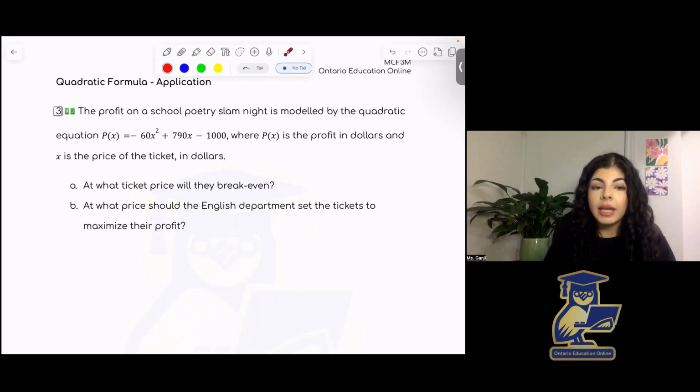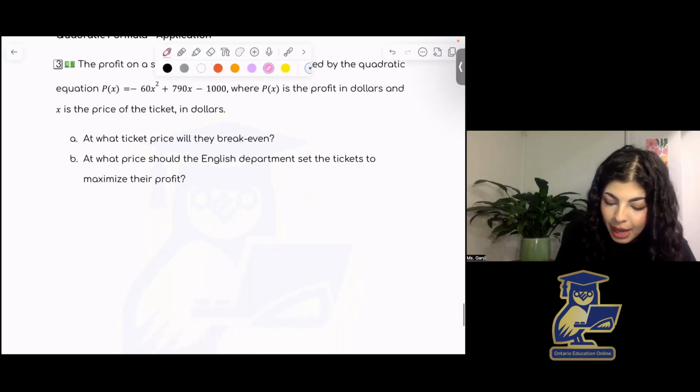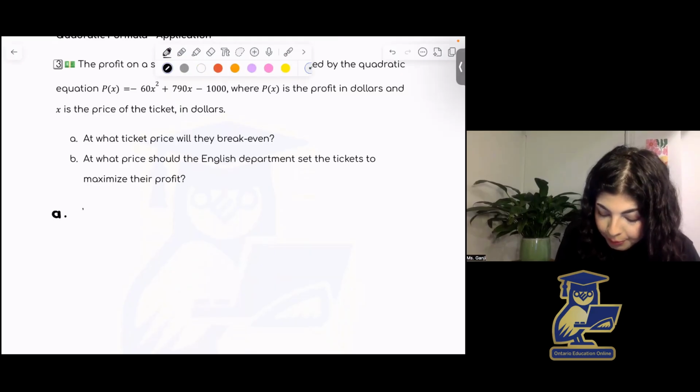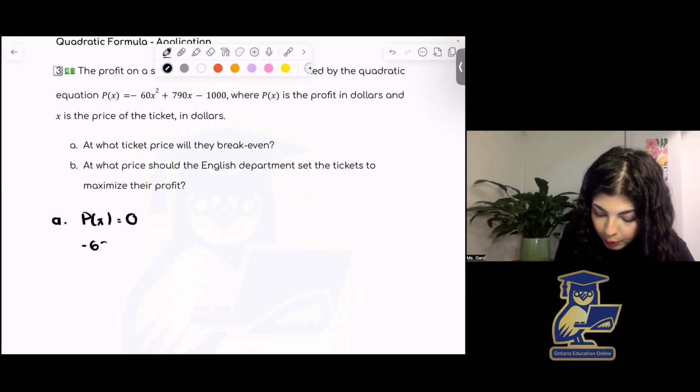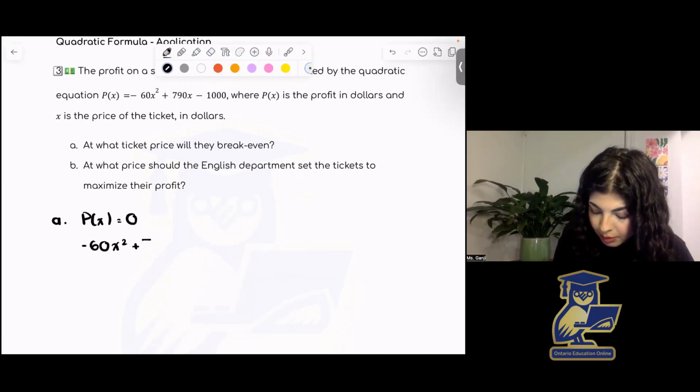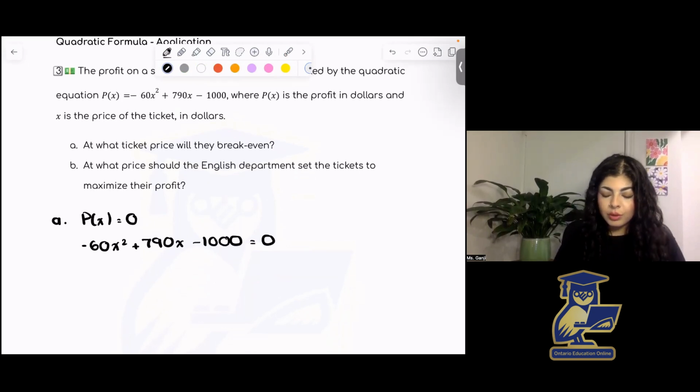Break even is our key vocabulary here, and that is pretty much when the profit is equal to 0. However much they made from that night and however much they spent on that night, it was the same. So they actually didn't make any profit because their cost and revenue were the same. So that is the same as setting p(x) equal to 0, or if we just use our function, -60x² + 790x - 1,000 = 0.